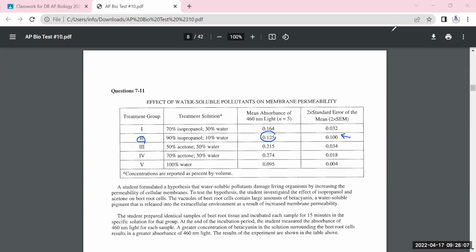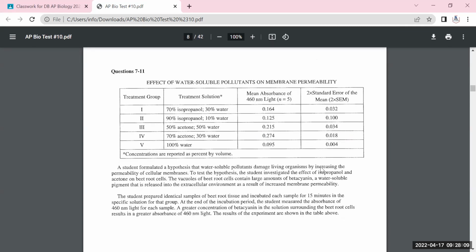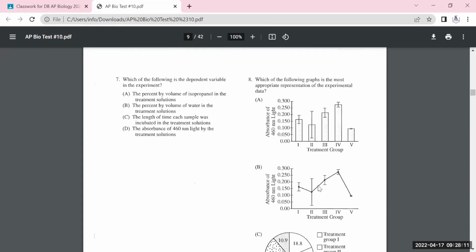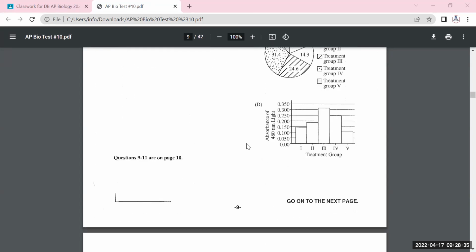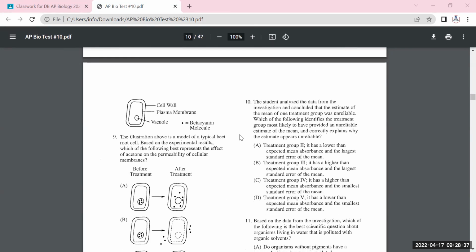right? So that means if you look at this graph that we have had, your error bar is almost as big as your actual absorbance value, right? Which means it's like 0.125 plus or minus 0.1, right? It doesn't seem like it would be a very good value.